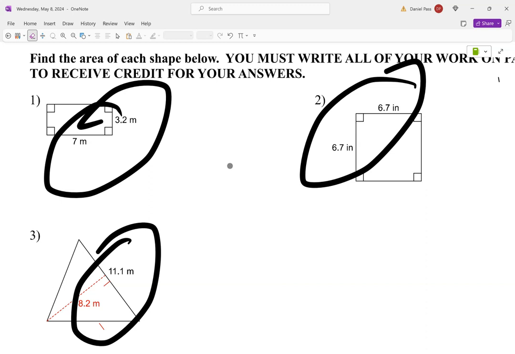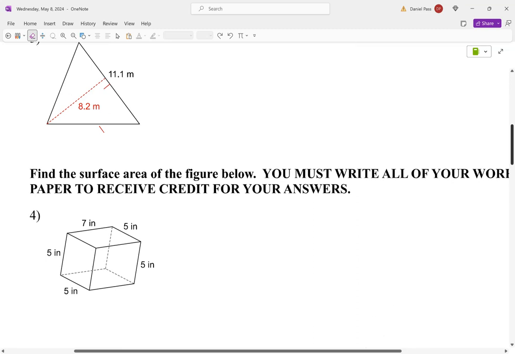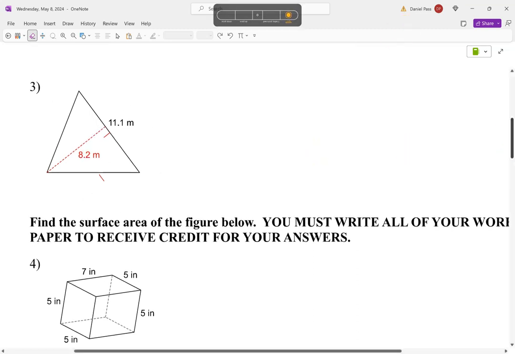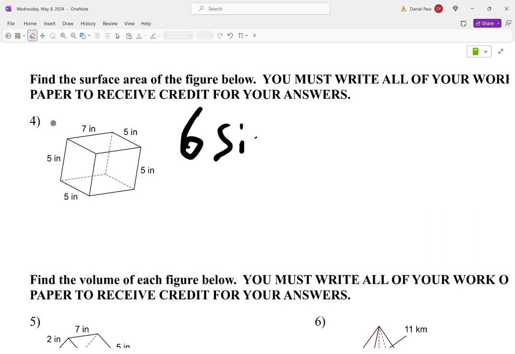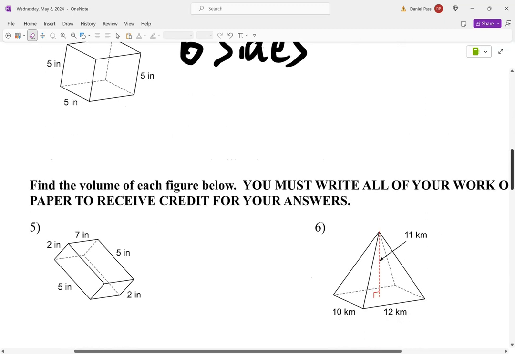You have to remember to divide by 2 on your triangles, right? That's not a triangle. But the one you circled wasn't a triangle. The surface area and volume can be more of a problem. So, how many sides do we have on this? Six sides. So you want to make sure that we add up all the sides. Very important. You want to make sure you got all the sides.